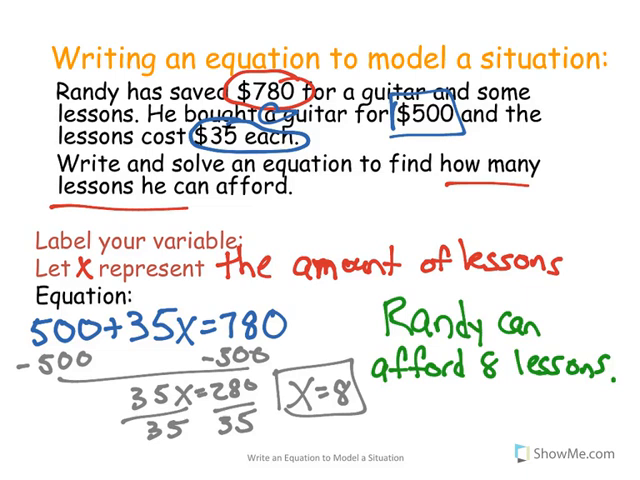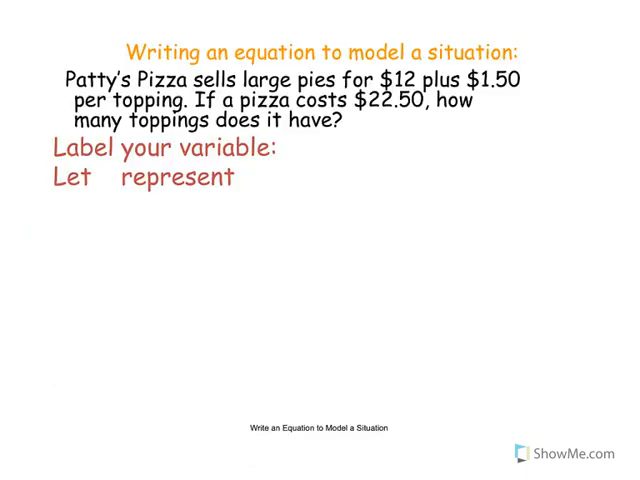And again, if you want to check it, you go back through the problem. 8 lessons at $35 each is $280, plus our $500 for the guitar gives us exactly $780. So once again, I wrote my let statement, I wrote my equation, I got my solution, and I wrote my answer in a sentence.